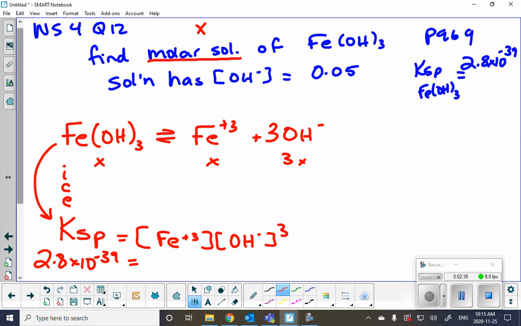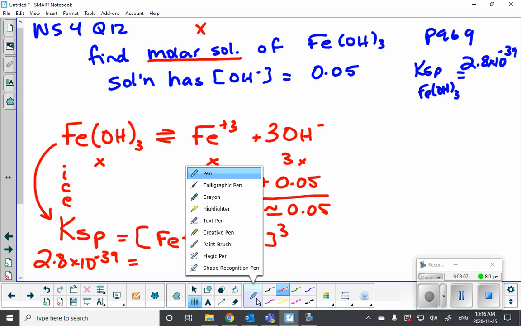We also don't know the concentration of hydroxide. It'll be 3 times the concentration of the iron though. But to that amount, whatever the amount was, this 3x amount, the change is we're going to add 0.05 to it. And the total is going to be about 0.05 at equilibrium. Now 3x plus 0.05 is still probably going to be 0.05.